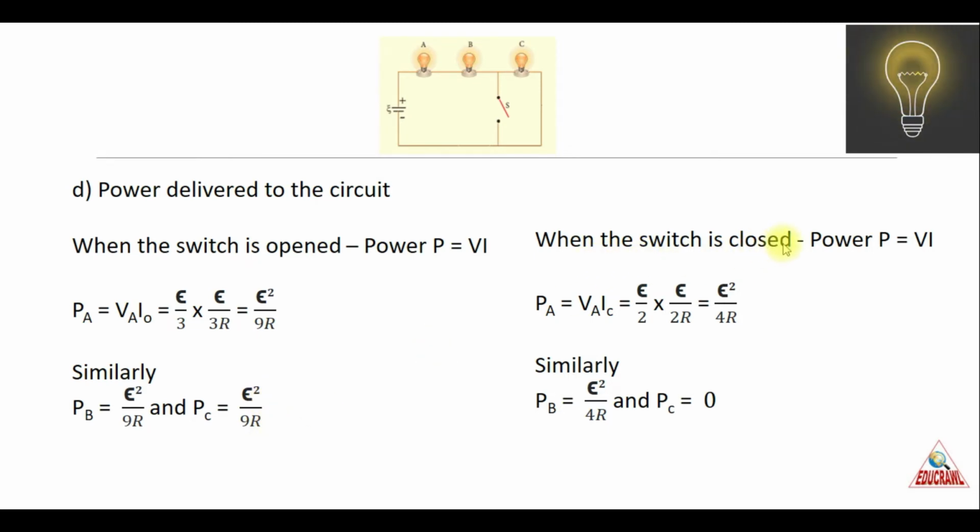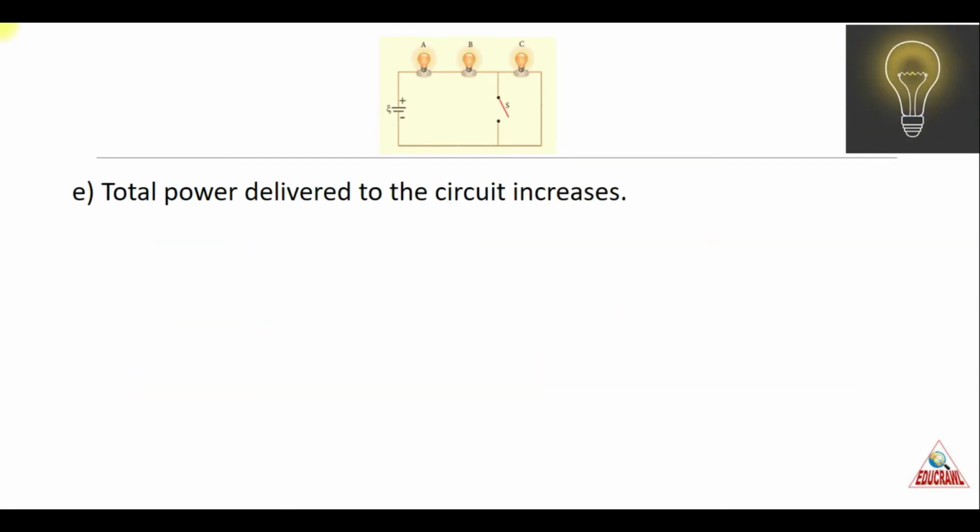Similarly, when the switch is closed, the power is given by V into I, which is equal to epsilon by 2 into epsilon by 2R, which is equal to epsilon square divided by 4R. Similarly, the power across the bulb B will be epsilon square by 4R, and the power across C will be equal to 0 because no current flows and no voltage difference across the C when the switch is closed. The total power delivered to the circuit will increase. From the expression of power, we can find that the total power delivered to the circuit increases.